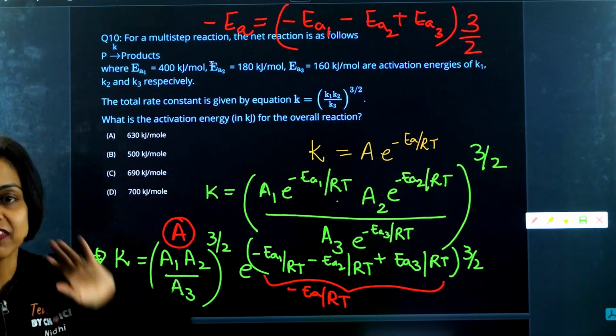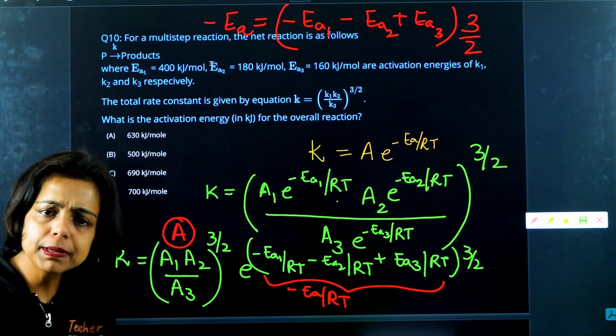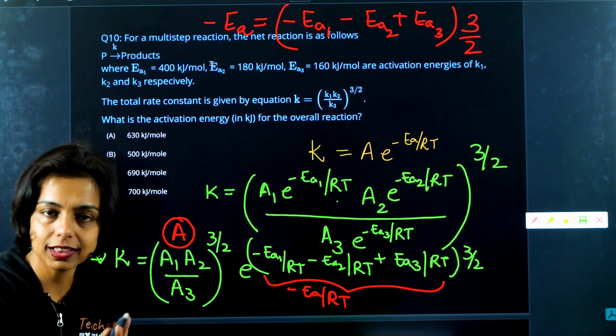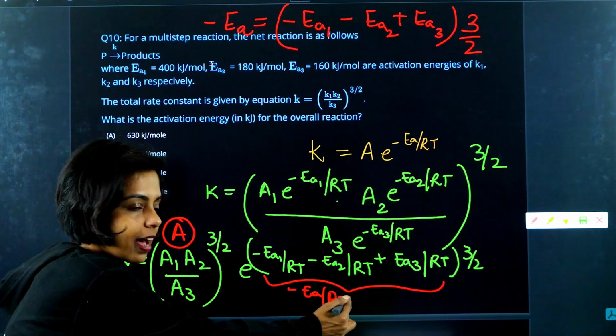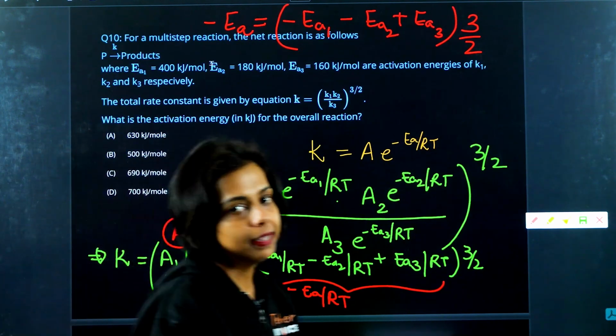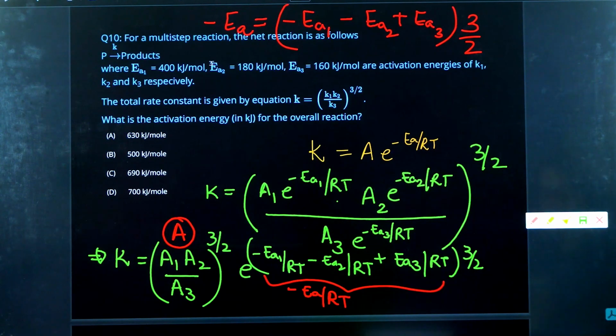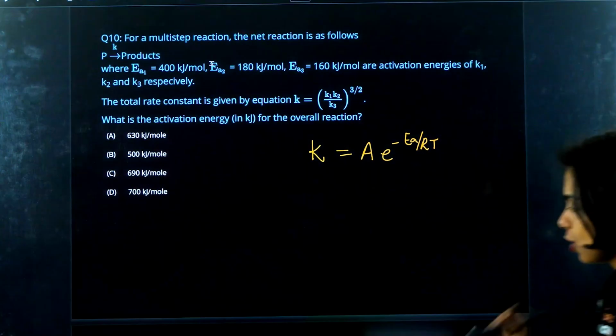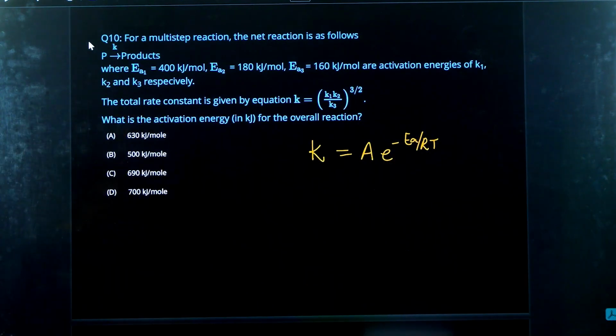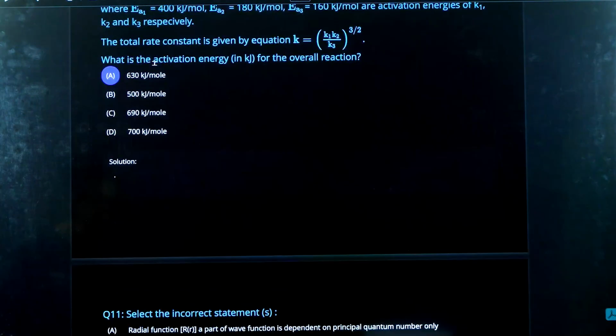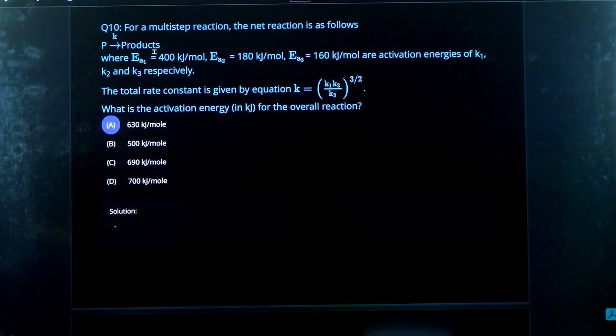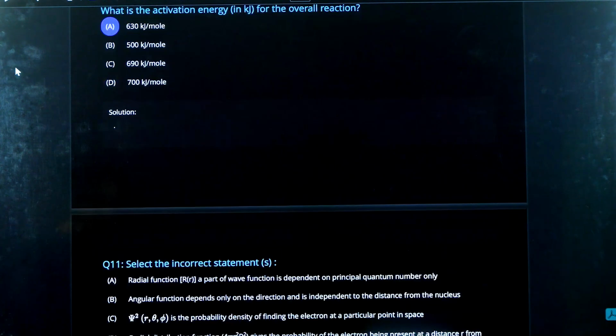you will get the overall activation energy for the reaction simply using the Arrhenius equation, nothing else. So this is the Arrhenius equation for the overall reaction happening. So just put the values, and I'm sure by putting the values, no tough calculation is here, you can get your answer, guys. Indeed, by putting the values of EA1, EA2, EA3, you will get your overall activation energy as 630, the A part. 630 kilojoule per mole should be the answer, right? Okay, let's move ahead.